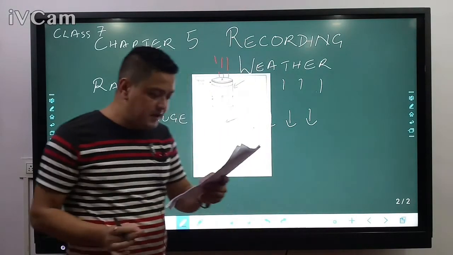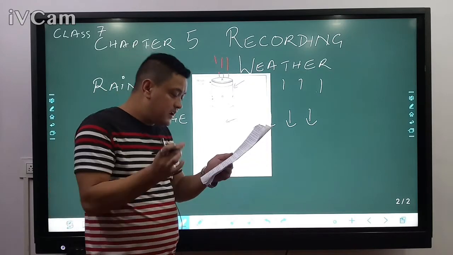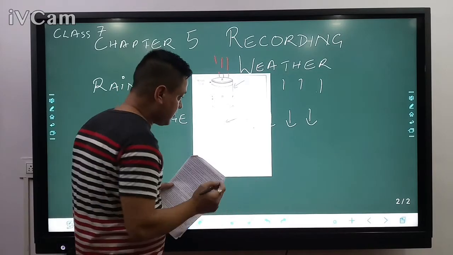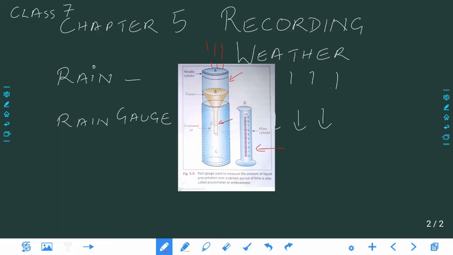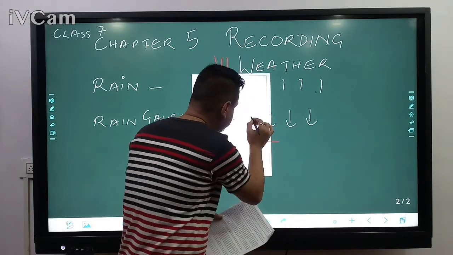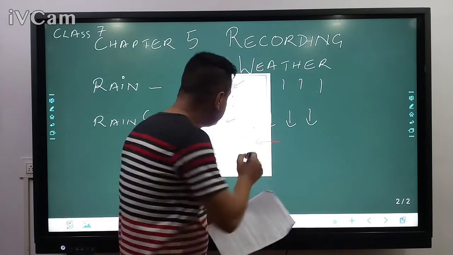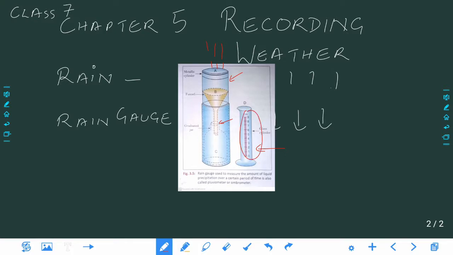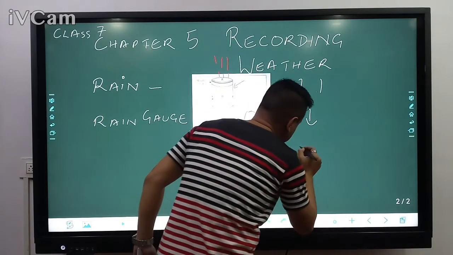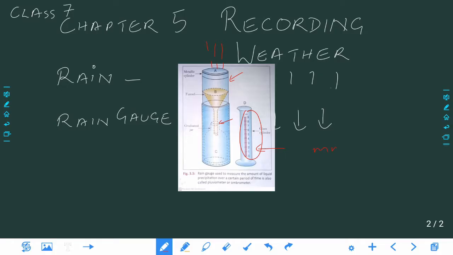At the end of the period, the water collected is then poured into a measuring jar. You can see here, this is the measuring jar, that is graduated, or marked by a scale. You can see the scale here, in millimeters and centimeters. Remember that rainfall is always measured in millimeters or centimeters.